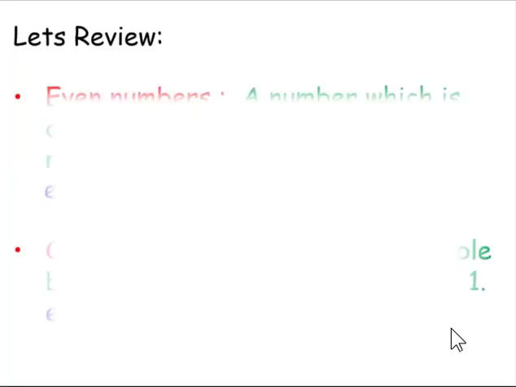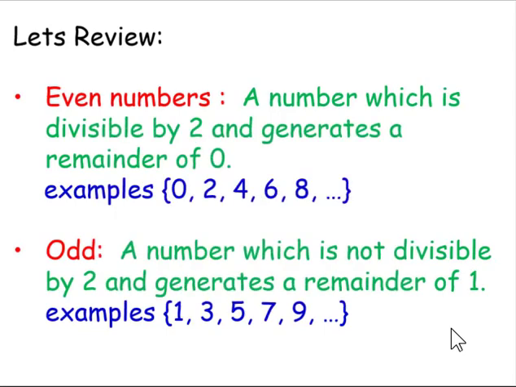So let's review. Even numbers: a number which is divisible by 2 and generates a remainder of 0. For example, even numbers are 0, 2, 4, 6, and 8. Odd numbers: a number which is not divisible by 2 and generates a remainder of 1. Examples: 1, 3, 5, 7, 9, and so on.